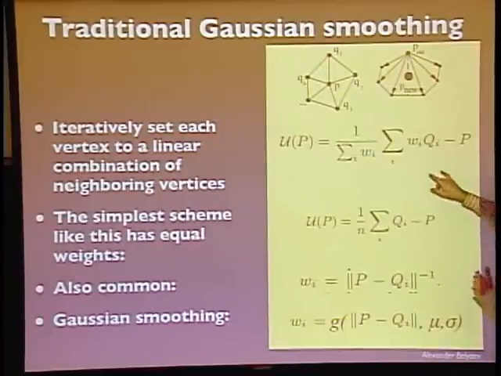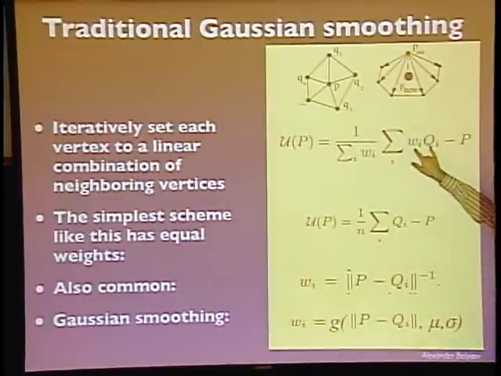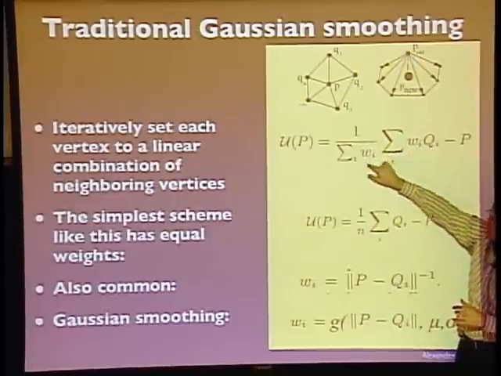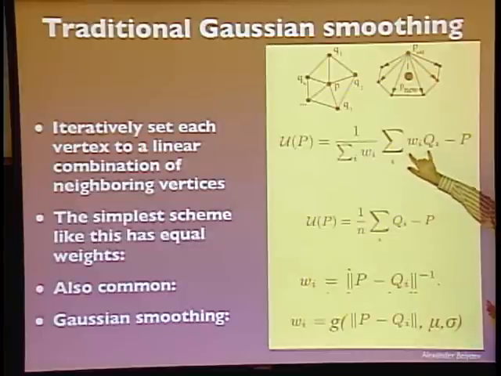So that's what this is doing. It takes a weighted combination of all the neighbors Qi. So that's what this is doing here, taking a weight and then dividing by the sum of weights. That's a weighted average of the positions of Qi, and moving P in that direction. So it basically tries to, that's why you're subtracting P from it, is to move it in that direction. So now the question is, what should these weights be?